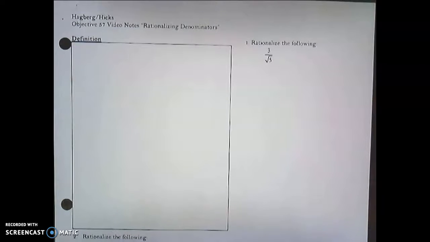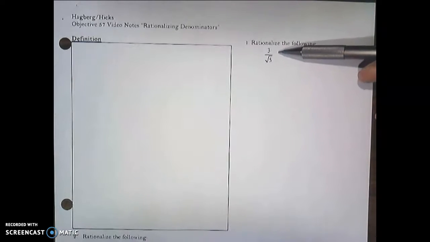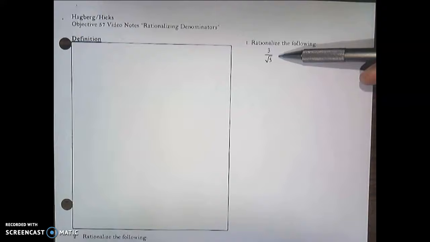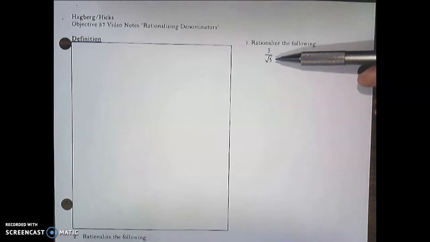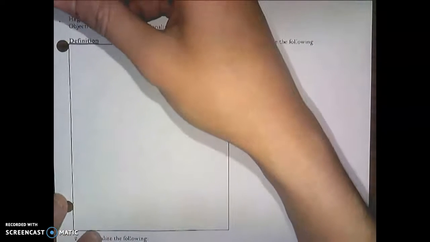Alright, next up we've got objective 57, which is rationalizing denominators. In general, we can have terms that look like this. We've got 3 over the square root of 5. In math here, we generally don't accept when we have square roots in the denominator. So we have to follow this process called rationalizing the denominator. So we're going to learn that process today.